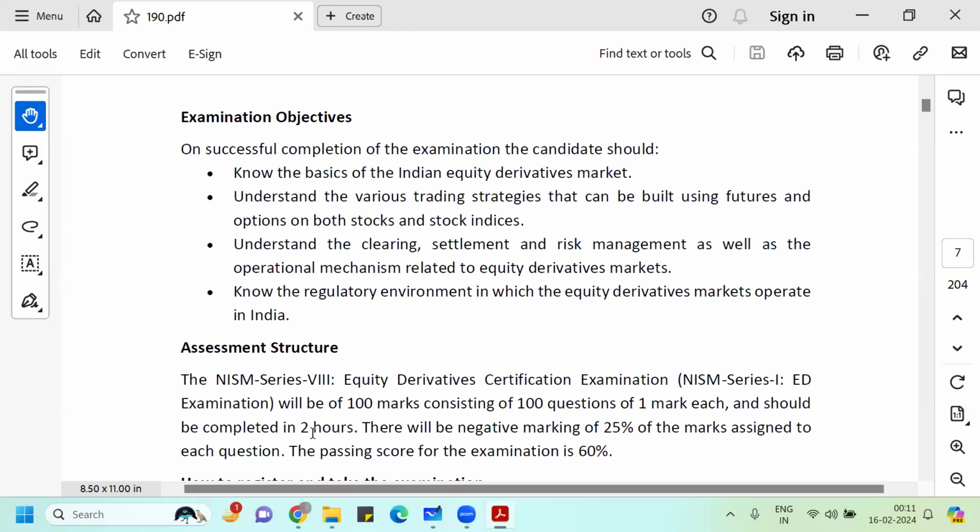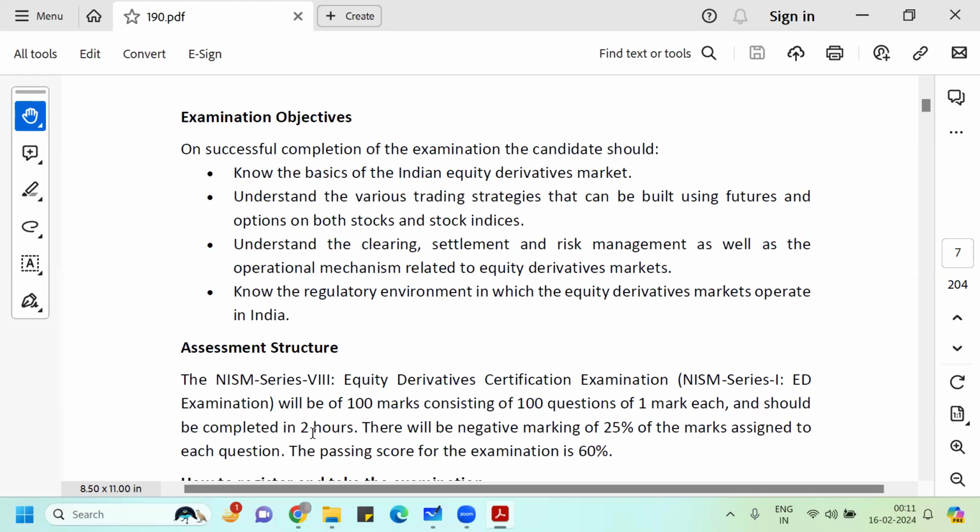So for writing this exam, you will get a 2 hour time period. In that 2 hour time period, you have to attempt 100 questions, and every question will be of 1 mark. I hope this much is clear, and there will be negative marking of 25% to each question. Meaning if you attempt any question which turns out to be wrong, then 0.25 would be deducted.